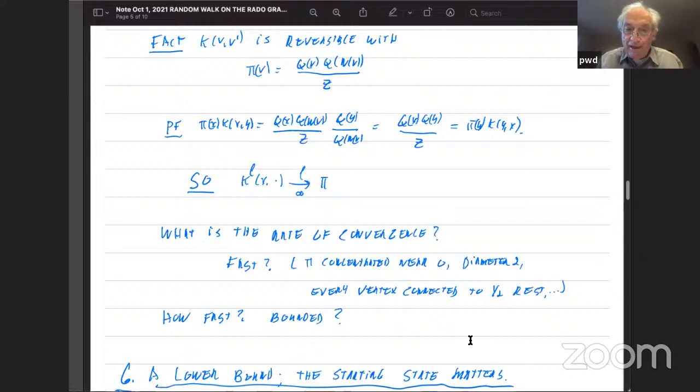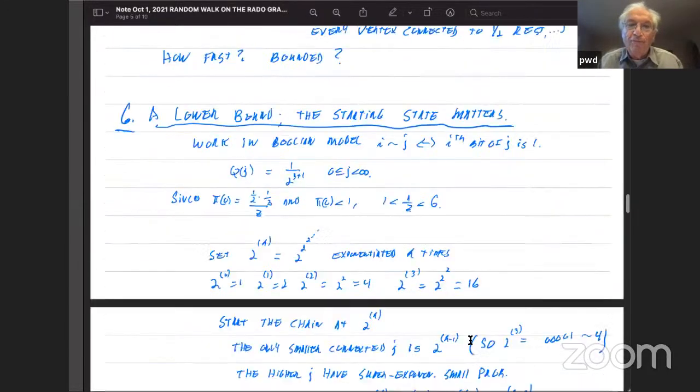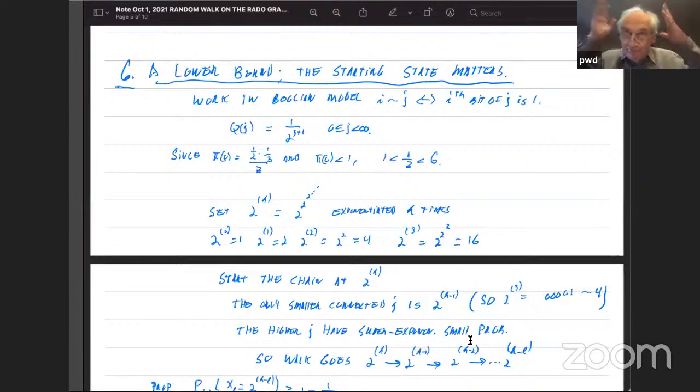That's not true. This is our first look at how probability makes you touch the Rado graph. So I'll work in this Boolean model. And remember, that is that I is connected to J if and only if the ith binary digit of J is a 1. And I took just the simplest probability distribution, again, not to fuss with that. We can fuss with that, and we will as we go on, but let's just take the geometric distribution on the vertex set.